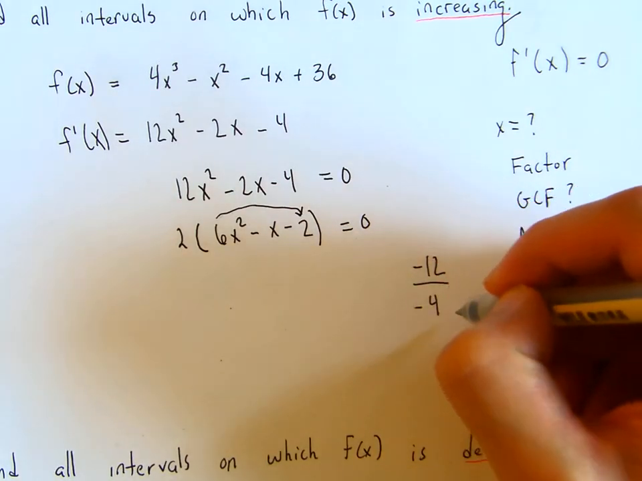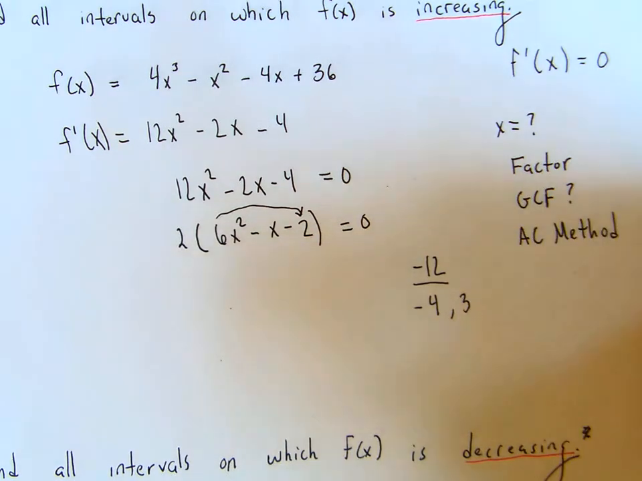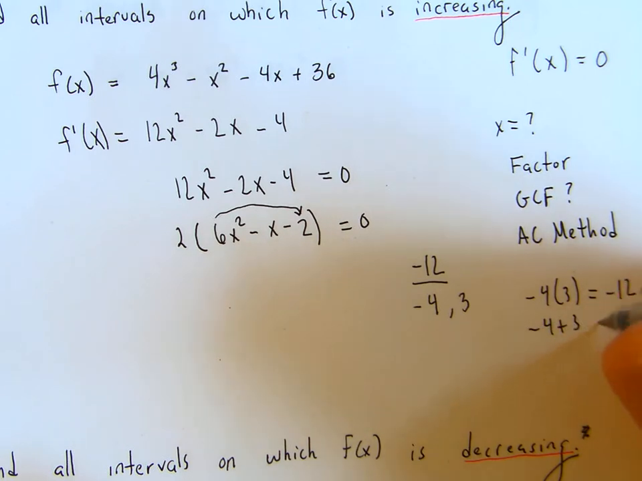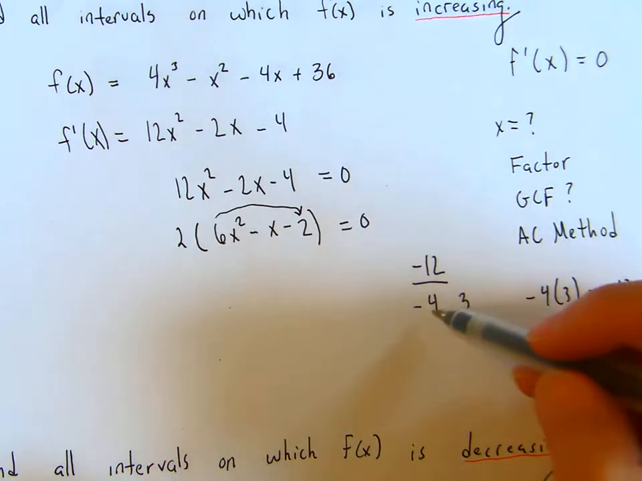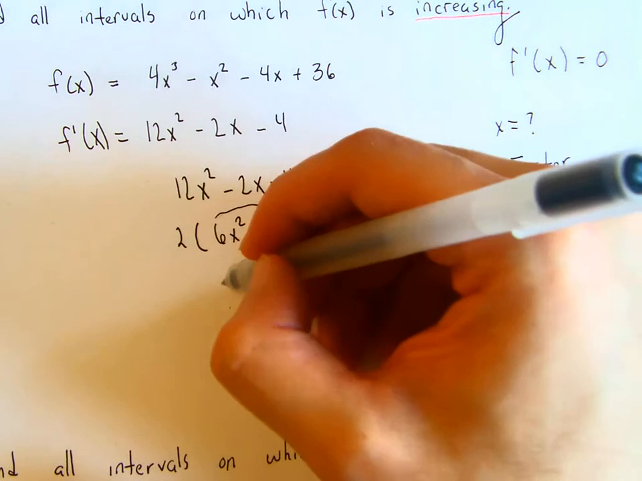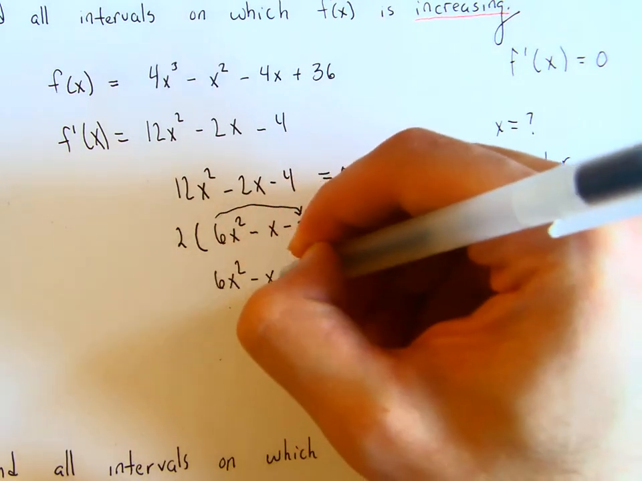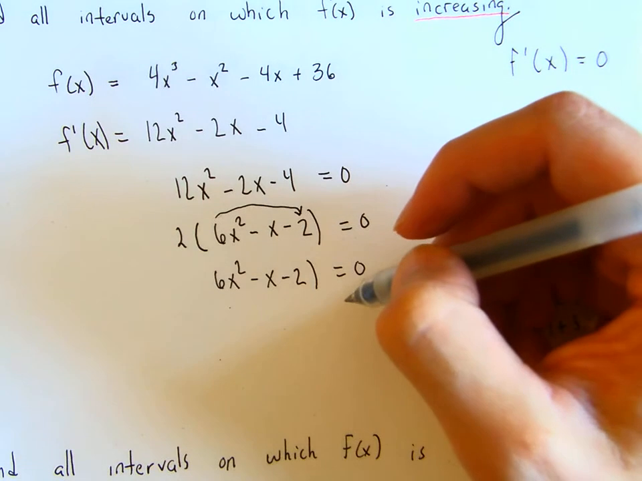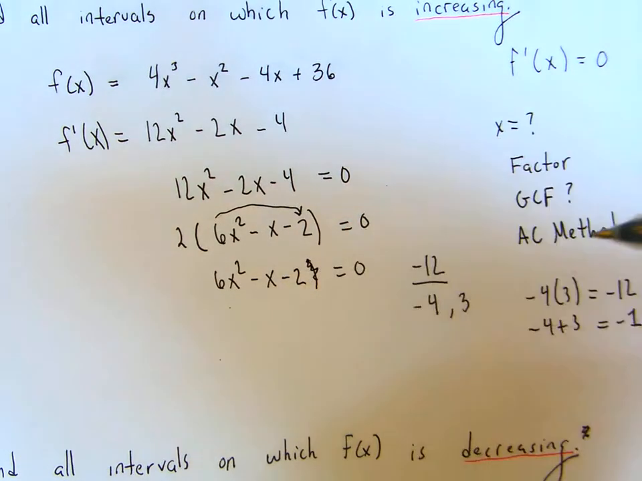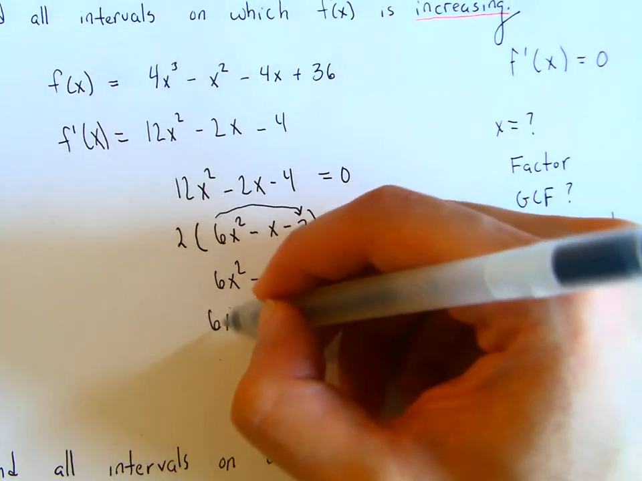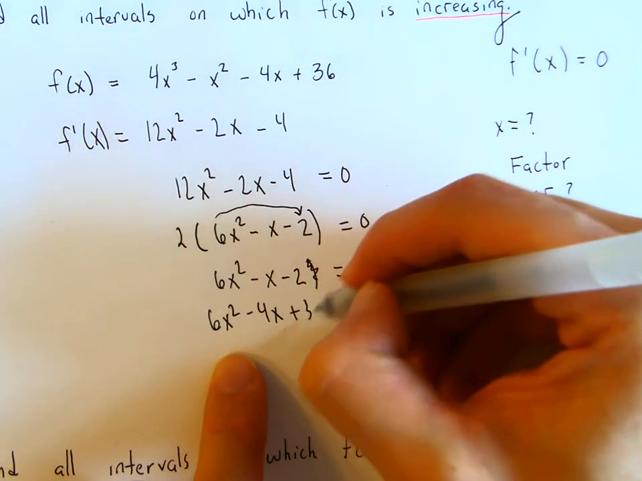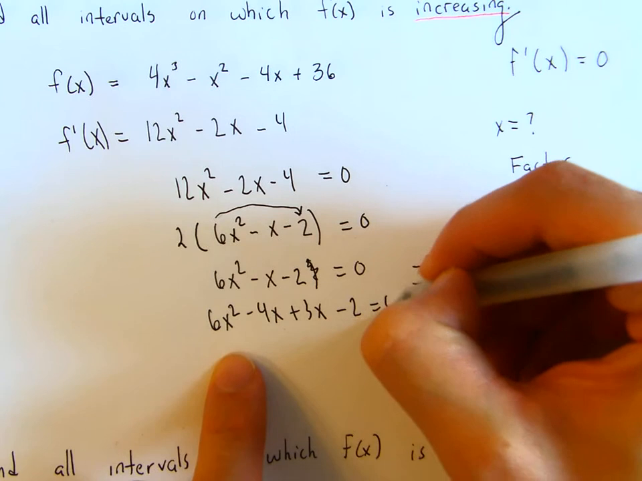It should be negative 4 and positive 3. Because here, what is negative 4 times 3? It's negative 12. What's negative 4 plus 3? It's negative 1. So then what do we do with that negative 4 and 3? So notice that we have 6x squared minus x minus 2 equals 0. Now we're going to have 6x squared minus 4x plus 3x minus 2 equals 0.